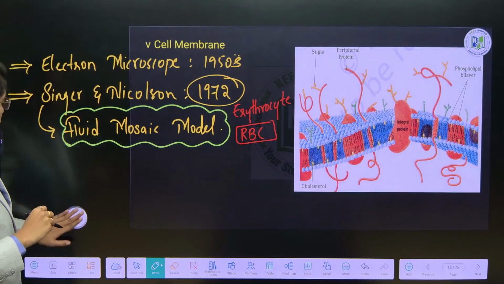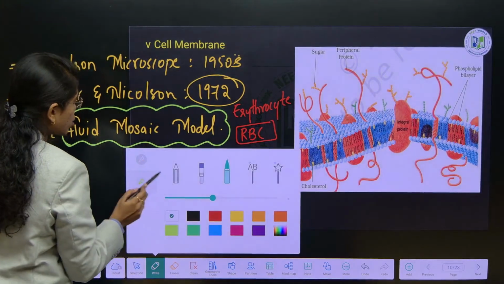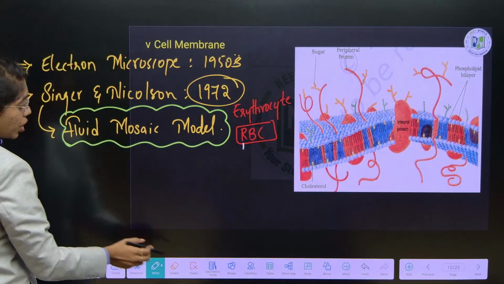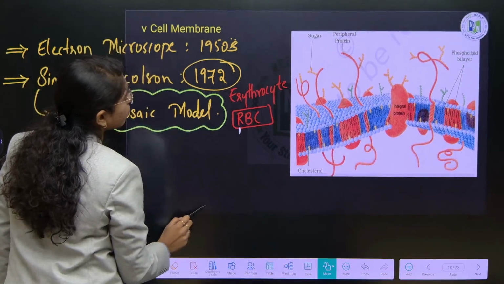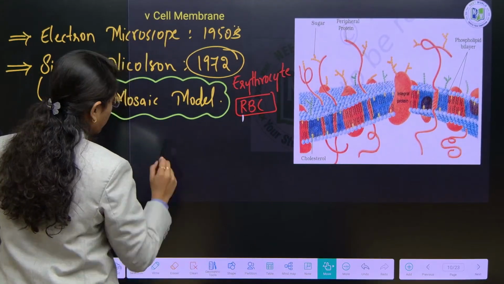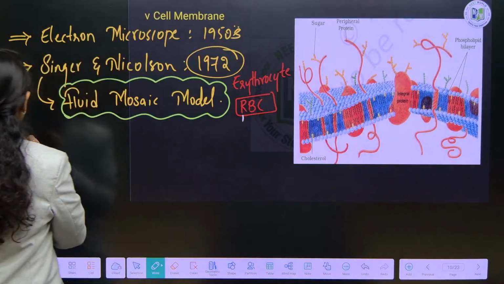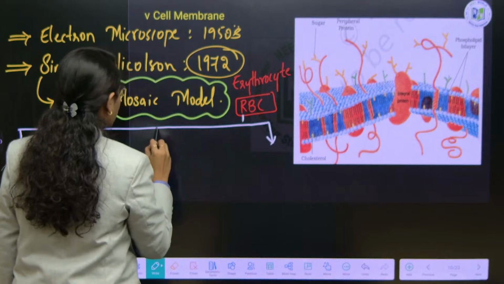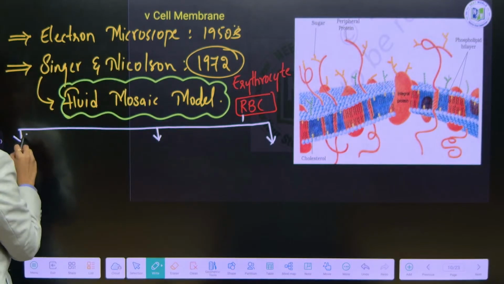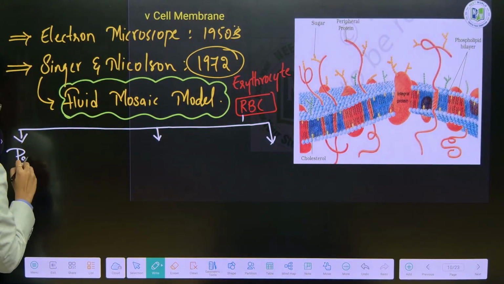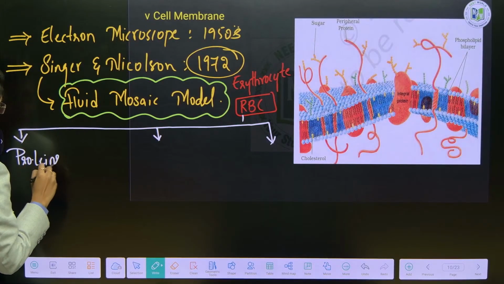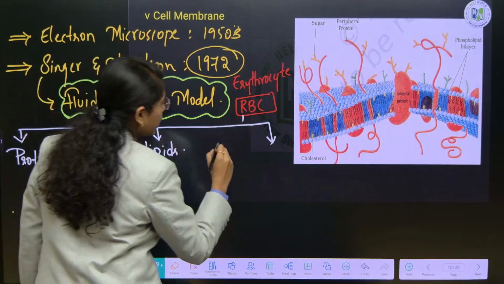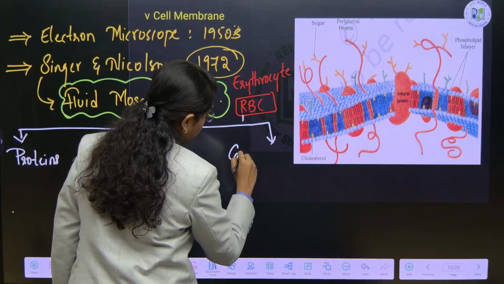So here first we will see the composition of the cell membrane. Composition of RBC membrane includes carbohydrates, proteins and lipids. The first major composition is proteins, then lipids and then carbohydrates.